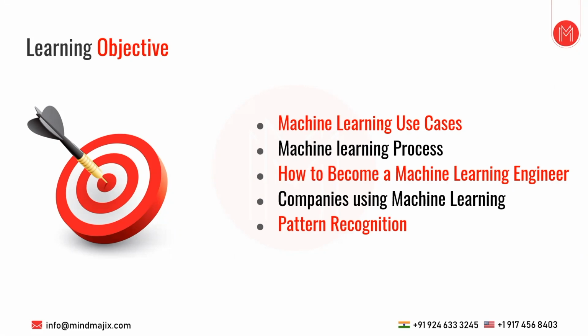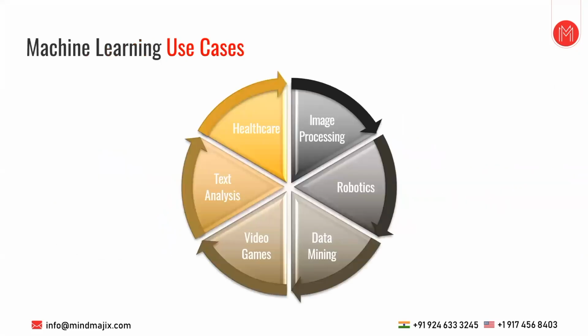So let's start with the first thing, and that is machine learning use cases. Also, you will get an idea about machine learning applications. Basically, machine learning is applied in the fields of image processing, robotics, data mining, video games, text analysis, and healthcare. Also, many more domains are already available in the field of machine learning technology. So let's go through them one by one, step by step.